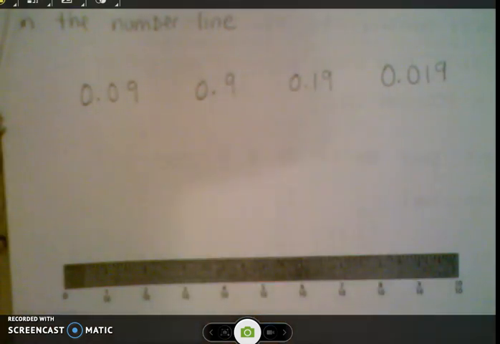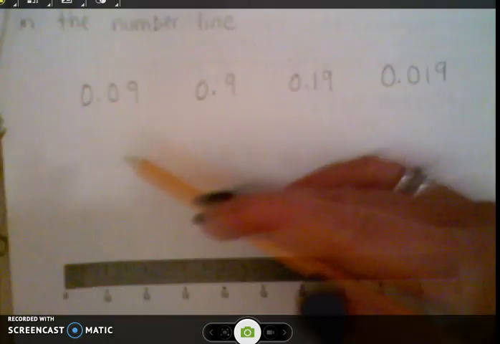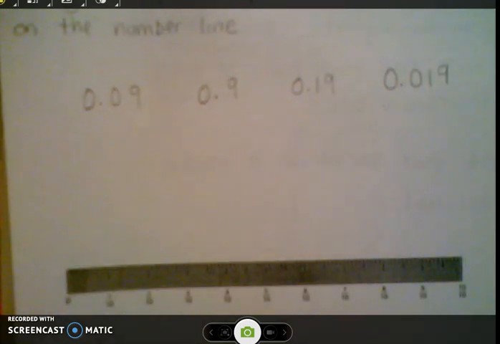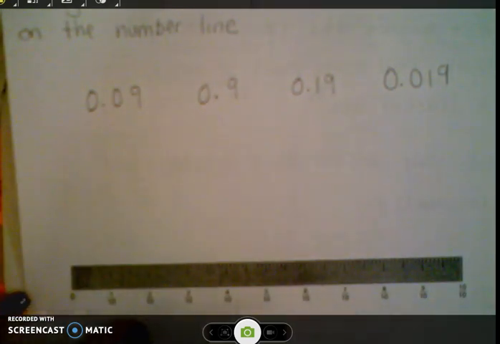All right, putting these decimals in order from least to greatest and then placing them on the number line. When we compared decimals in class, we compared them by place value. That was one of our strategies. We wanted to make sure that the place value of our decimals was easily compared. So stacking them up one on top of the other was one of the strategies that we saw on our activity. So I'm going to do that same thing right now.